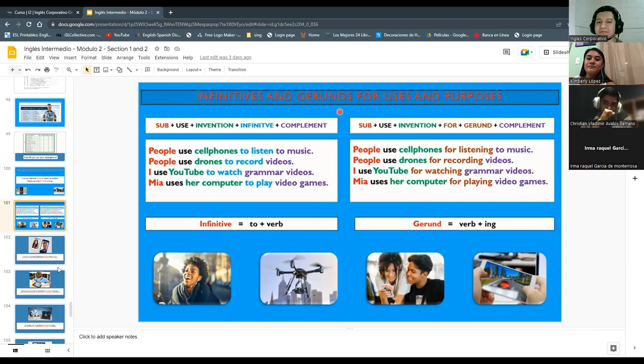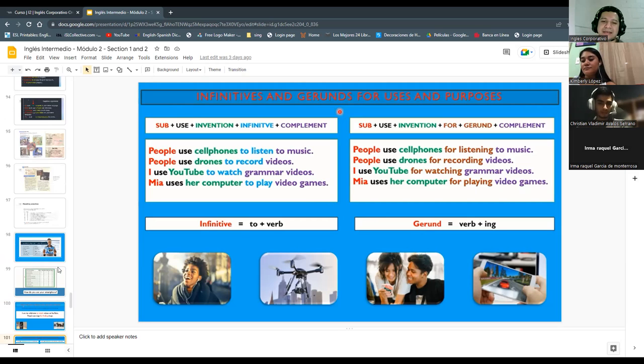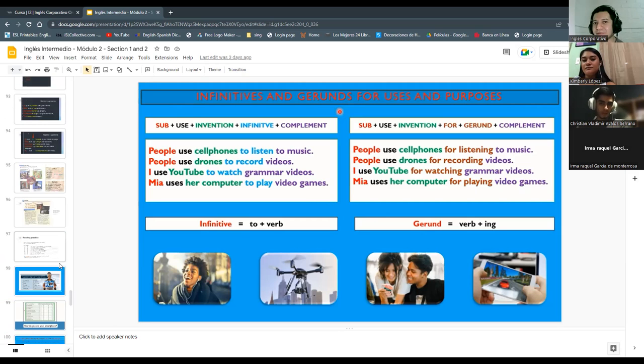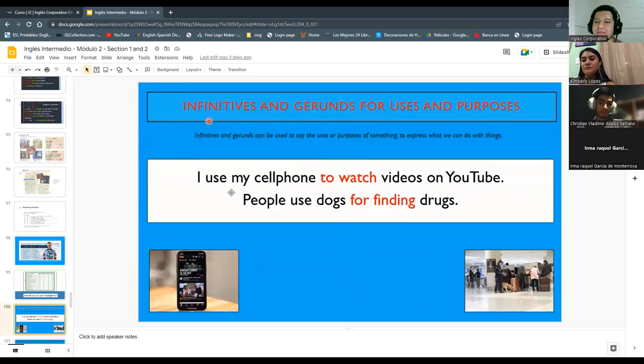Entonces, para los que no estuvieron en la clase del viernes, el pasado viernes tuvimos clase y este viernes también vamos a tener. No sé si tienen alguna pregunta de esto, o si pudieron completar la section 1 y section 2 sin problemas. Everything correct? Without problems?